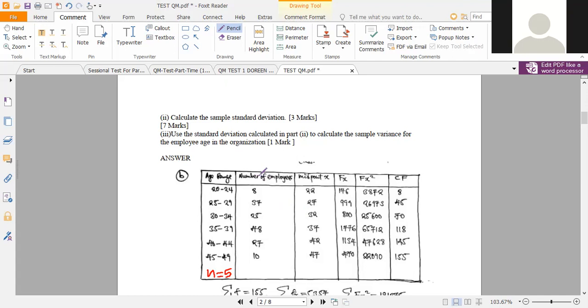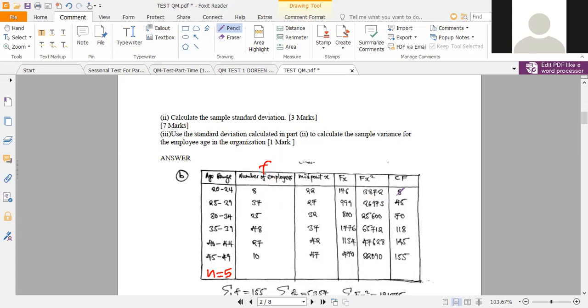Then the number of employees would stand for the frequency. So we have 8, 37, 25, 48, 27, and 10. This frequency has been given. Using this frequency, we can come up with what is called the cumulative frequency.